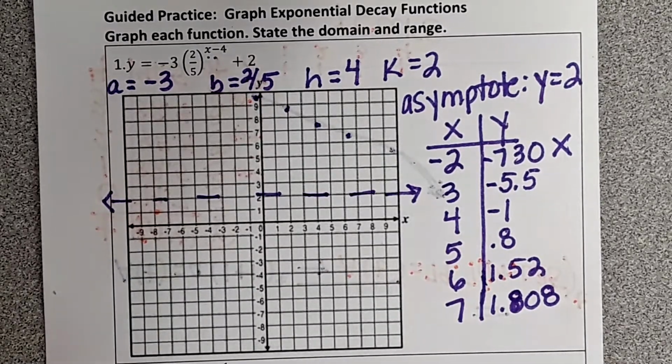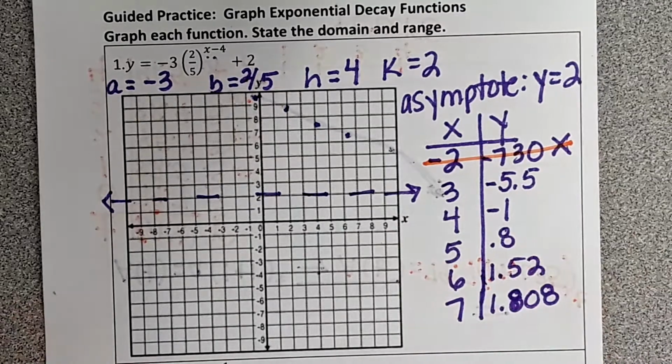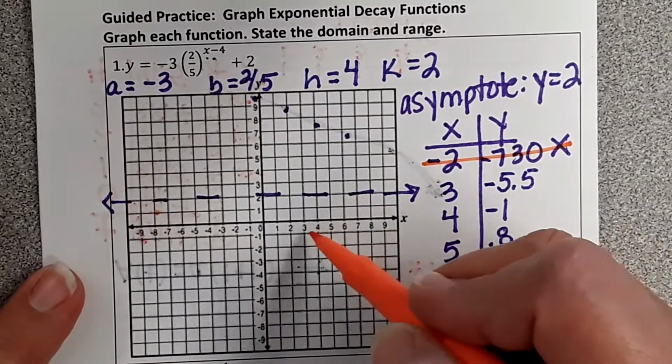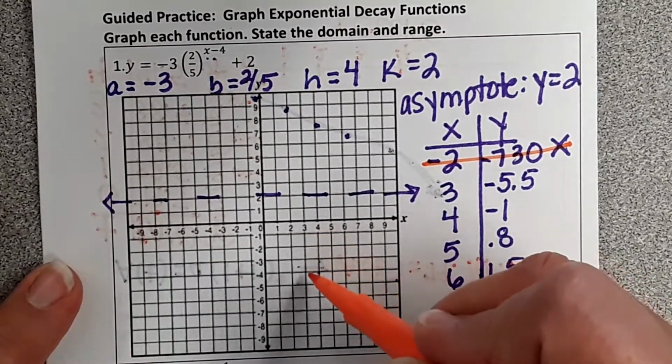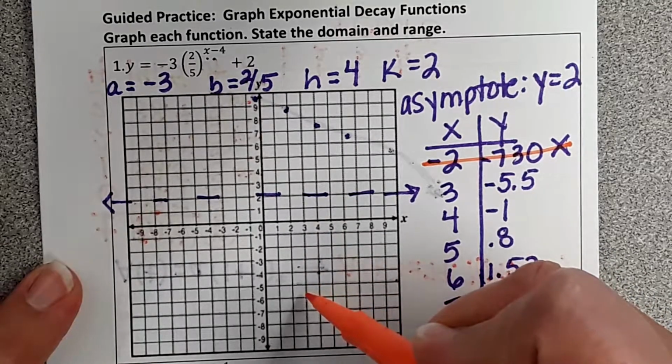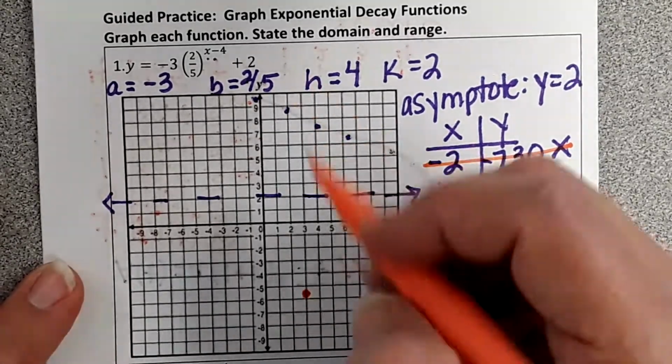Now what we're going to do is, with the exception of -2, we're not graphing that because we can't. There's no -730 on the graph. So we're going to start with +3. 3 is here, and we're going to go down to -5.5, which is in between -6 and 5. Then 4, -1.